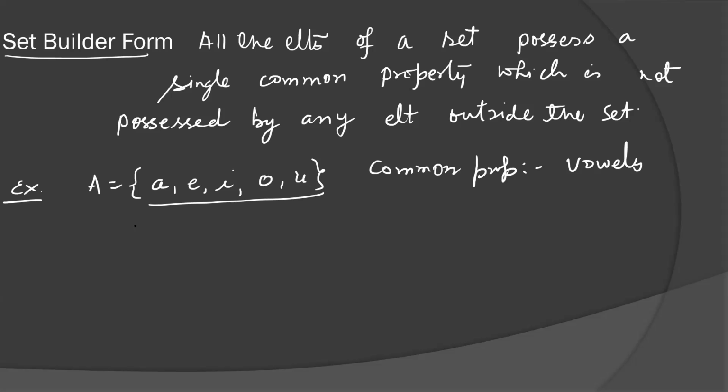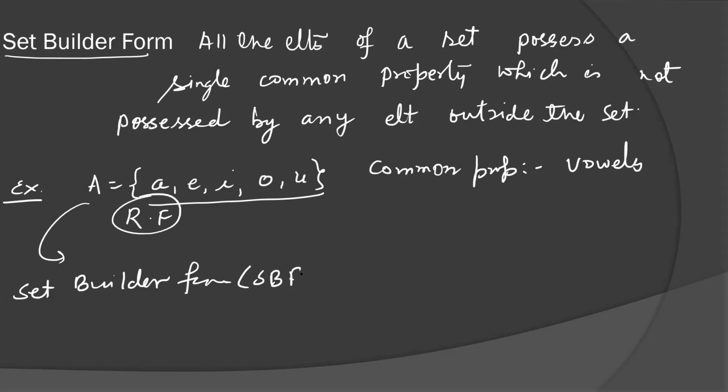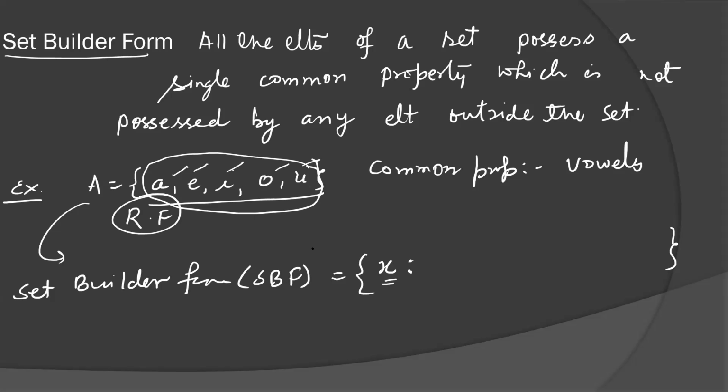So if we want to write the set builder form, how to write it for this set? This is the roster form, RF, and we want the set builder form, SBF. So we take a variable x. x is any element, a common representation for all these elements. Means now we have to represent all these elements by a single variable x.